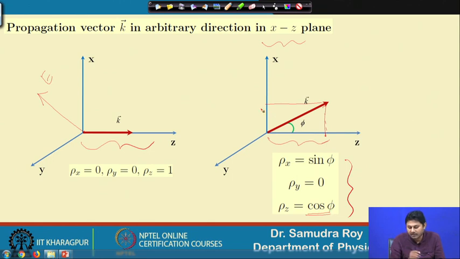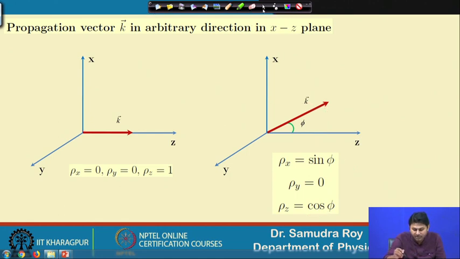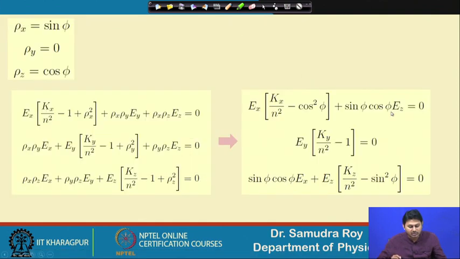In a similar way, here rho z is sin phi, and rho x is 0 because there is no component along the y direction. So, this is the case. Now, it is interesting because previously there were two 0 values: rho x was 0, rho y was 0 and rho z was 1. But here the value of rho x is non-zero, the value of rho z is non-zero, and only the value of rho y is 0. So, it will also modify the three equations we derived. Let us check what kind of modification it will produce.